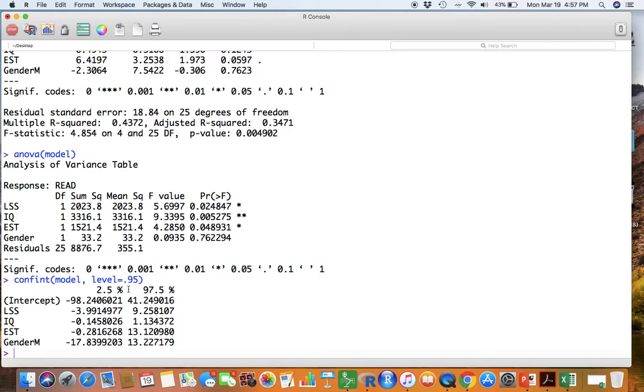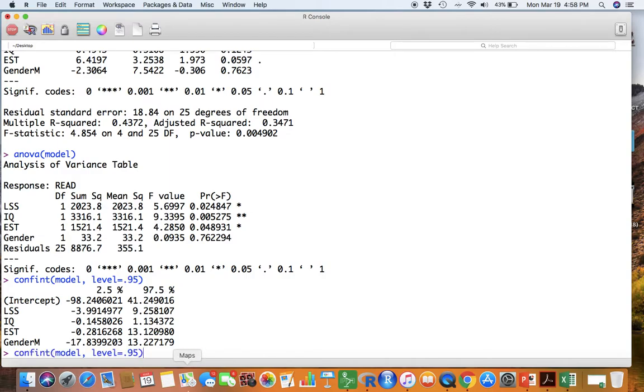Now, when you look at the confidence intervals, remember the null hypothesis here is that beta sub i, so the parameter value for LSS, the parameter value for IQ, the parameter for EST, and the parameter for gender, is equal to 0. So if we look at a confidence interval and it contains 0, which clearly it does if the left bound is negative and the right bound of the interval is positive, then we do not have statistical significance at the 0.05 level from the 95% confidence interval.